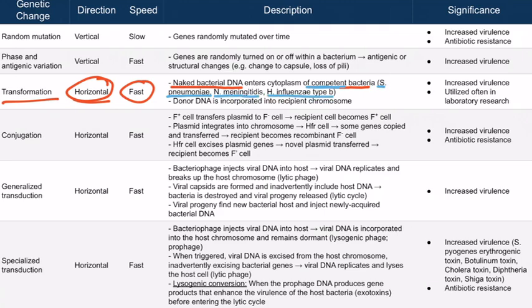flu type B. And once inside the cytoplasm, the donor DNA from that naked lysed cell is then incorporated into the receiving bacterial chromosome. This is significant because the receiving bacterium can increase its virulence by getting that potentially beneficial DNA. Also, it's important to note that because this process is so simple, we can actually perform it in a laboratory setting. So, transformation is often utilized with laboratory research.